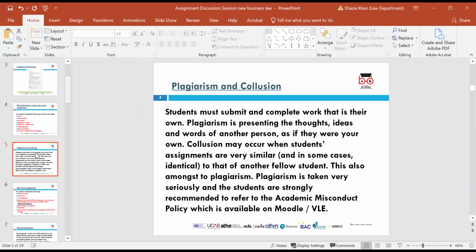Your student signature, your date of submission is really, really important, and the unit level, which is business law for managers. And going back to plagiarism and collusion again, students must submit and complete work that is their own. Plagiarism is presenting the thoughts, ideas, and words of another, as I've mentioned earlier, as if they were your own. Collusion may occur when students' work is very similar, and in some cases the same as that of another fellow student. This is also plagiarism. And as I've recommended, plagiarism is taken very seriously, so students are recommended to refer to the academic misconduct policy, which is on Moodle, the virtual learning environment.